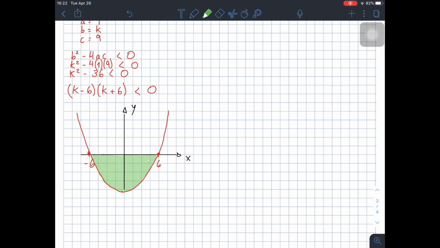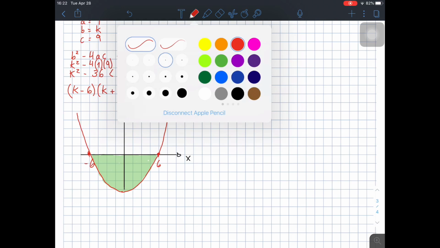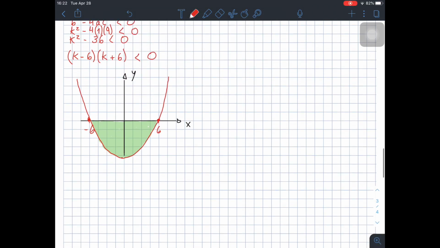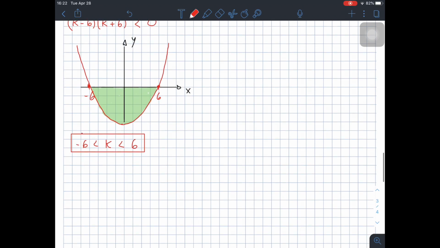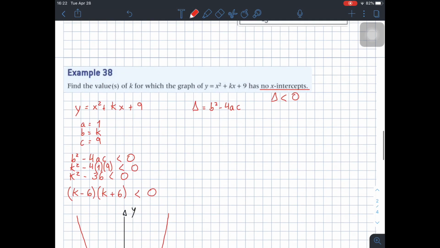So finally, our solution to this problem would be that k should be between -6 smaller than k smaller than 6. I'm not including the equal sign because we don't have the equal sign up here. So this is our solution. The values of k are any value of k which is between -6 and +6. And I think that was, yes, find the values of k.